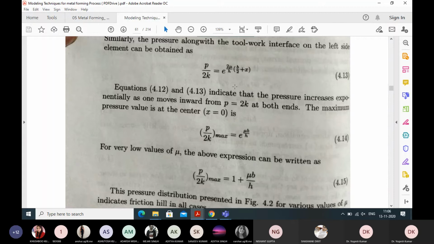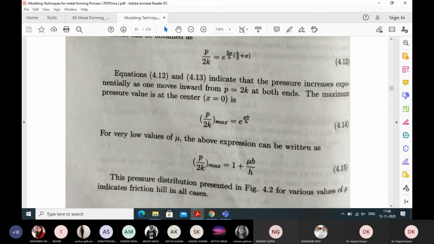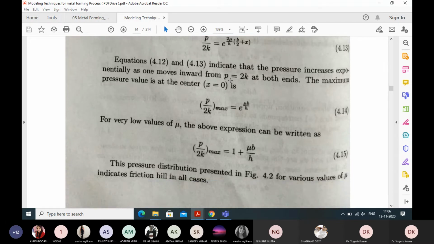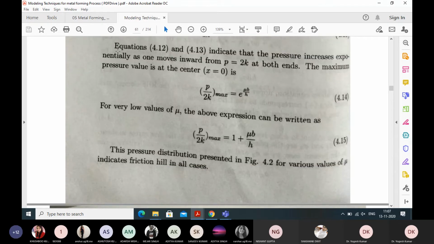So for simplicity, we will continue. We will stick to the discussion which has been given in this book. Okay, but it is not limited. We can explore other methods also. There may be improvements also in this slab method. Okay.